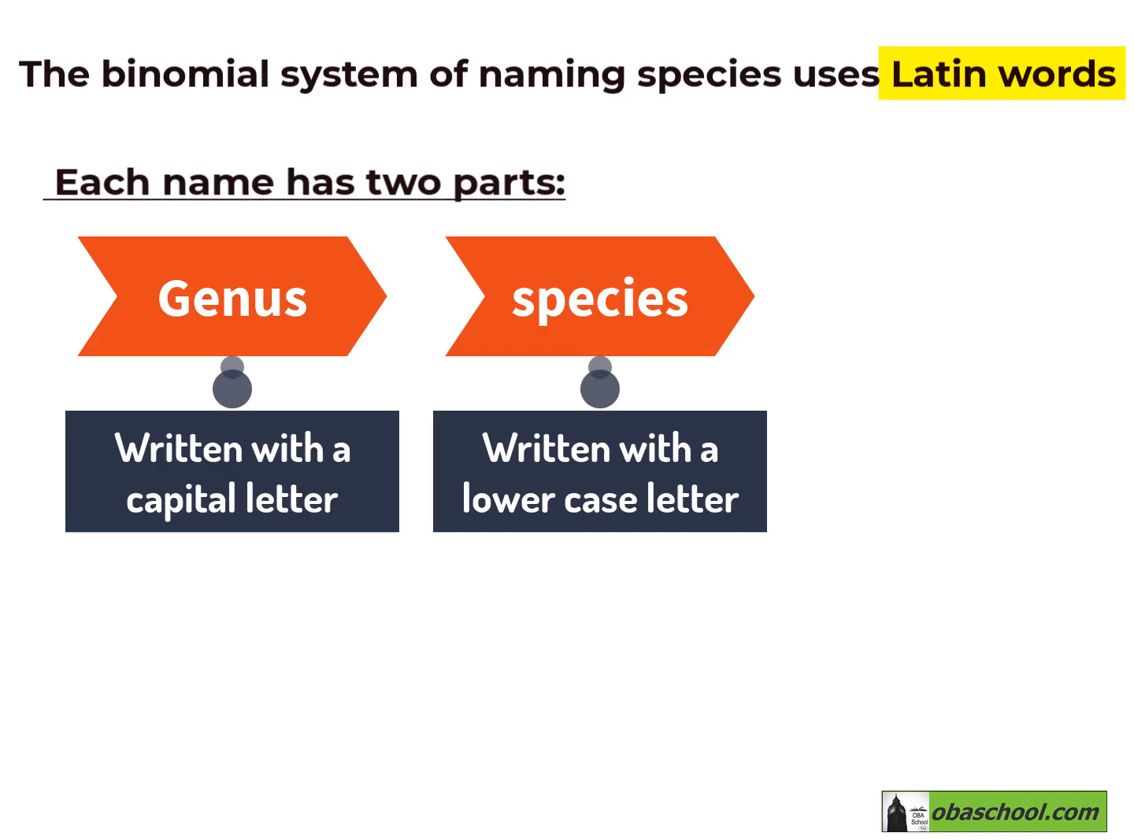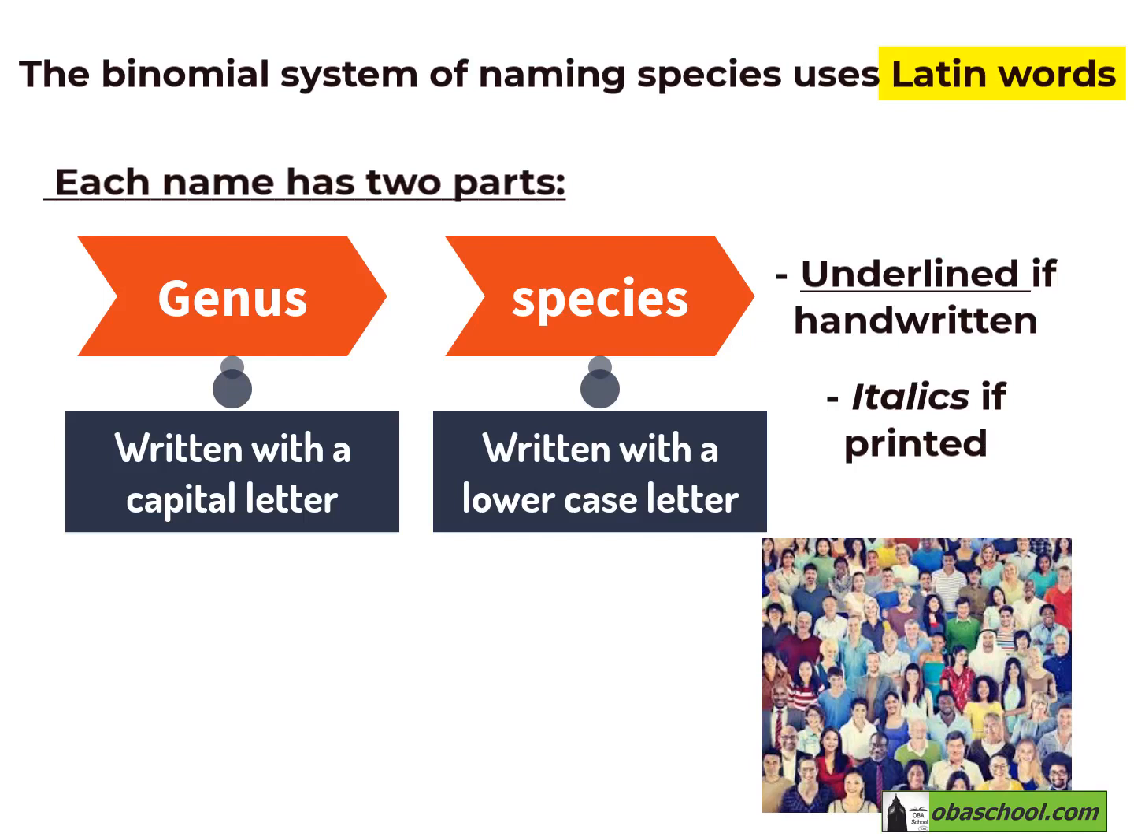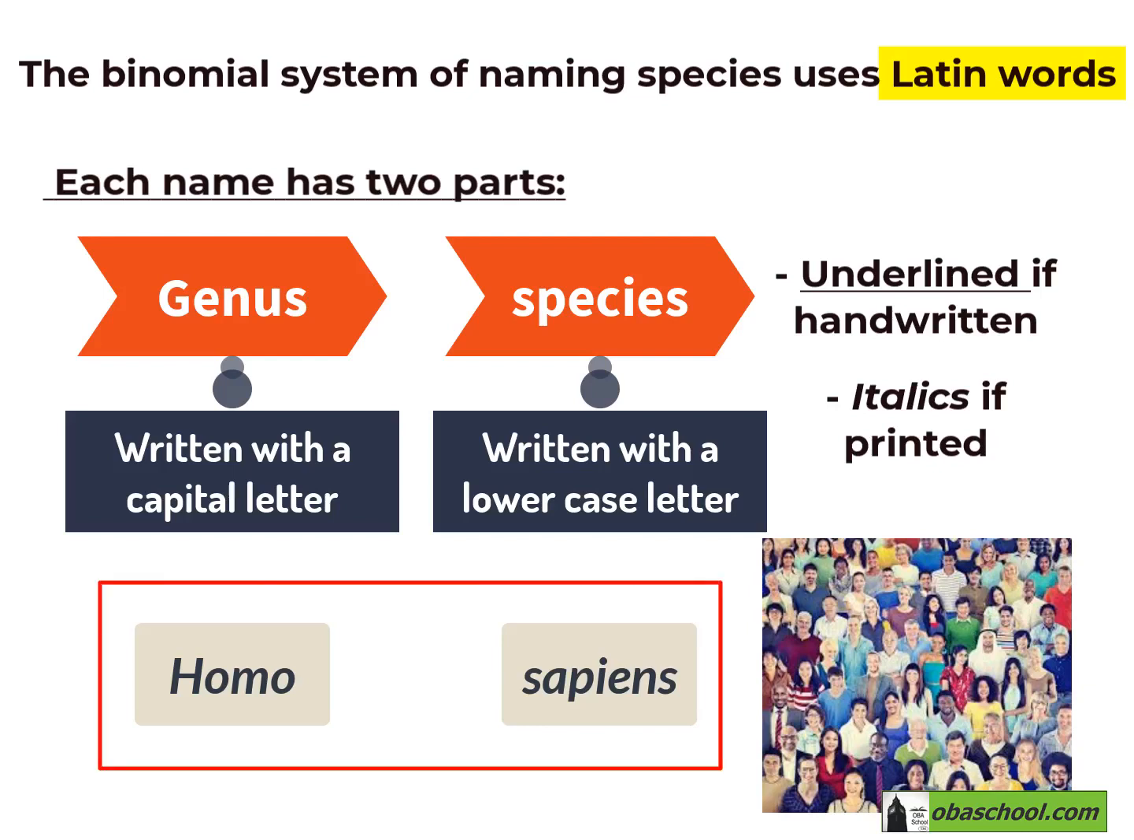Now, these two names should be underlined if they are handwritten, or they should be in italics if they are printed. For example, human beings belong to the genus Homo, and our species is sapiens. So the scientific name for human beings is Homo sapiens, and it should be written in Latin words.